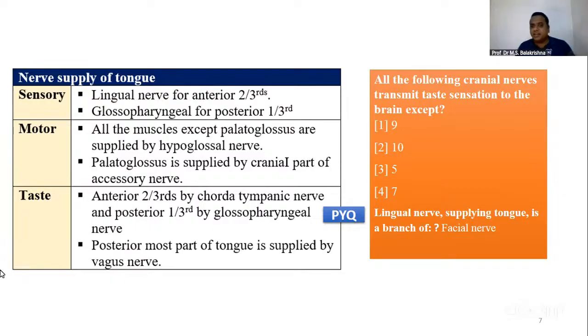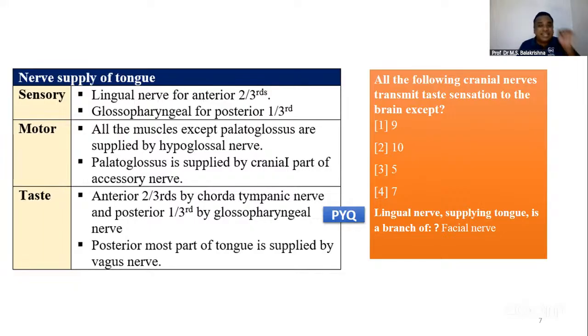So you see here the taste sensation anterior two-thirds chorda tympani. So chorda tympani is a branch of facial nerve. So fourth answer is correct. Posterior one-third by glossopharyngeal nerve. Glossopharyngeal is 9. The first option is correct. And the posterior most part of the tongue is supplied by the vagus nerve. So your vagus nerve is your 10th cranial nerve. So 10th is your correct nerve.